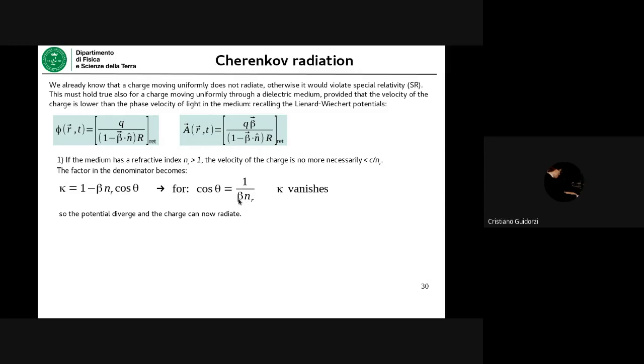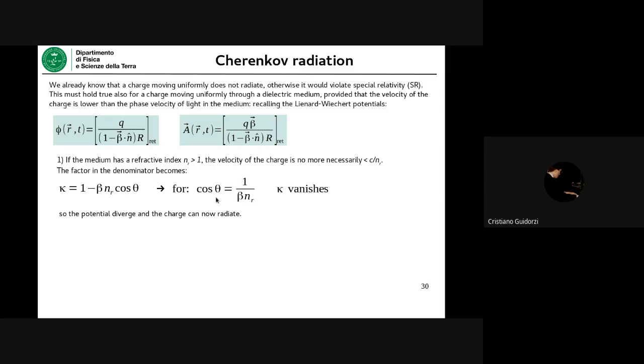Now, given that, if beta is large enough, in principle beta times n_r can be larger than 1. So there is a solution, because this quantity is smaller than 1. So there is a precise value for theta which, as I said, makes the denominator vanish.